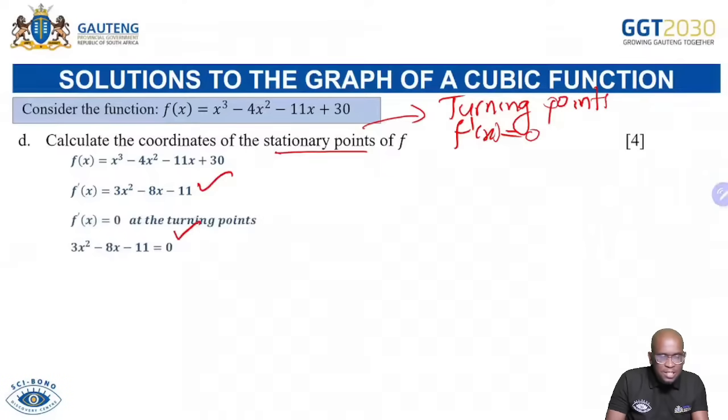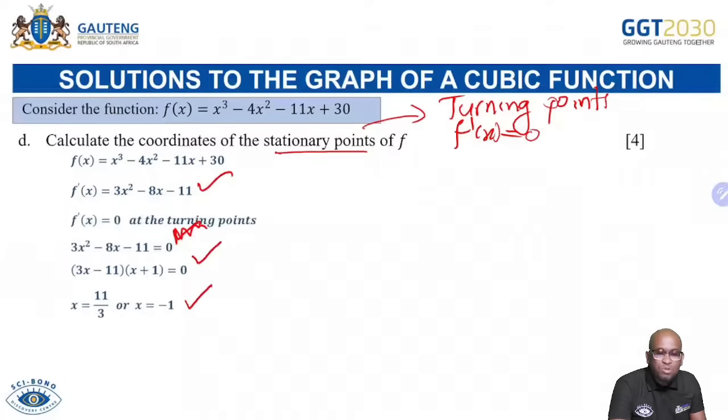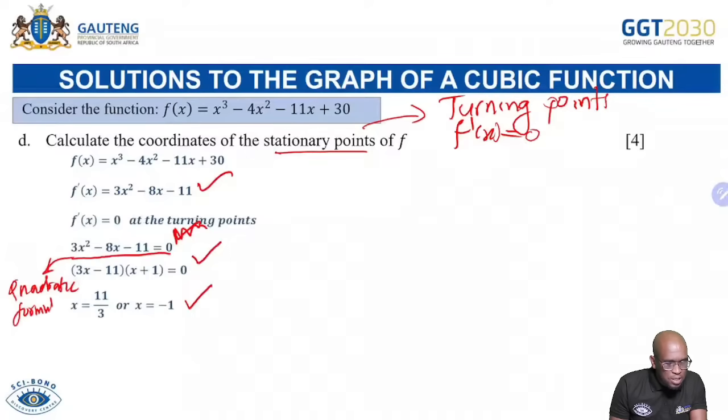Normally, you would also be credited with equating that to 0, but at times it is implied. Let's say that it was not allocated a mark here. If it was not allocated a mark there, then we have the factors. It's a mark for the factors, all right? And then it's a mark for both values of x. Remember, you can also make use of the quadratic formula. Nothing stops you from making use of the quadratic formula. You'll still get marks, all right? So you get x is 11 over 3 and x is negative 1.